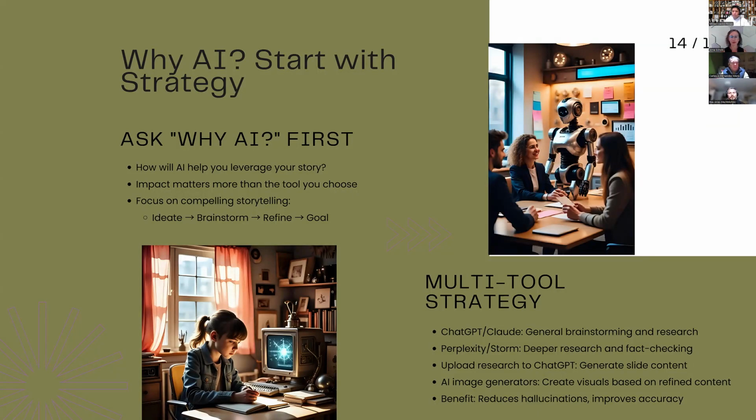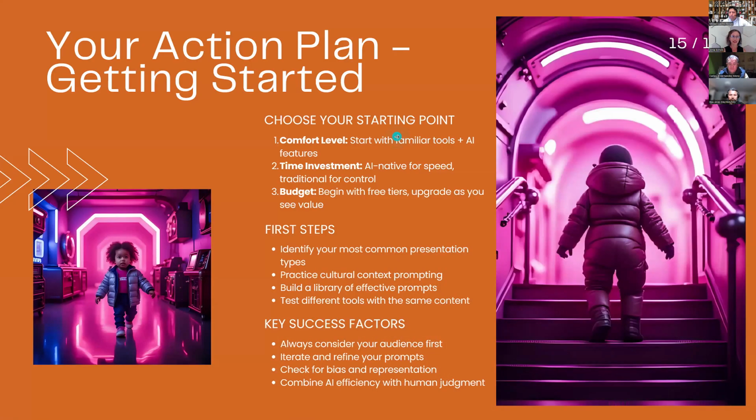And we talked about that multi-tool strategy where you're going to go to ChatGPT and research. Perplexity or Storm are great research tools. And the more tools you use, the less hallucinations you're going to have, the less false data. So then the AI image generation, creating those visuals. These presentation tools are so powerful because it can be really just seamless, all combined, and improving what that look is, where it's going to be consistent.